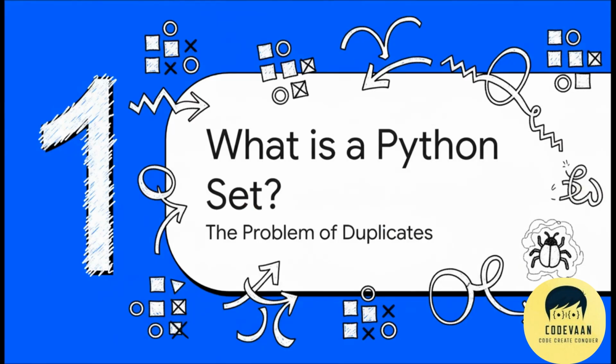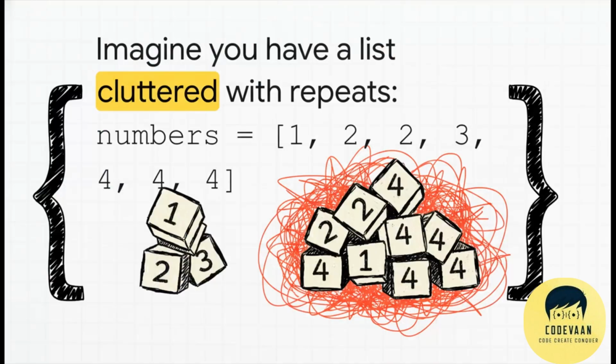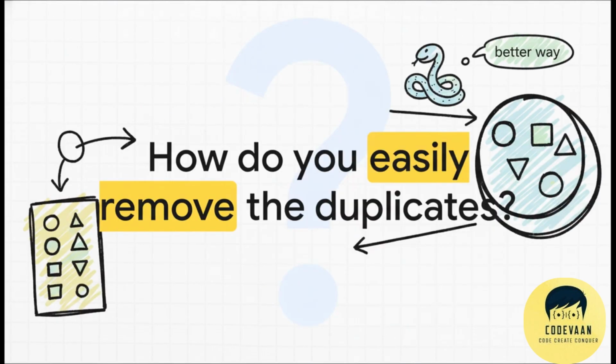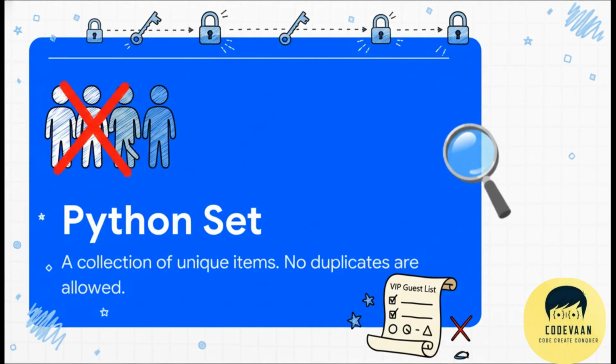Okay, so let's start with a problem that, trust me, every single programmer runs into. Messy data, filled with duplicates. So imagine you've got a list of numbers, just like this one. It's kind of cluttered, right? We've got a couple of 2s, we've got 3 4s. All we really want is a nice, clean collection of just the unique numbers. Now you could write a loop, make a new empty list, and then check every single number to see if you've added it already, but that feels like a lot of work. There's got to be a better, more Pythonic way to do this, right? And you bet there is.